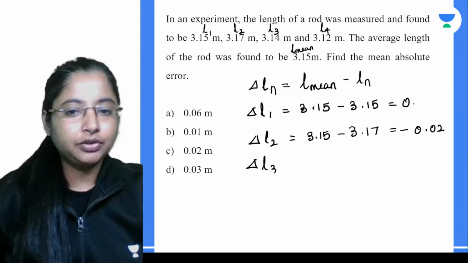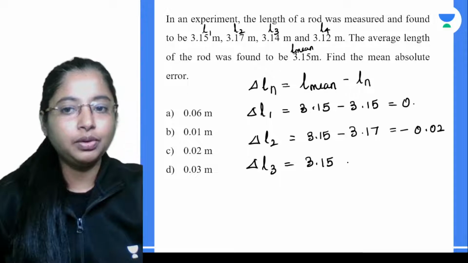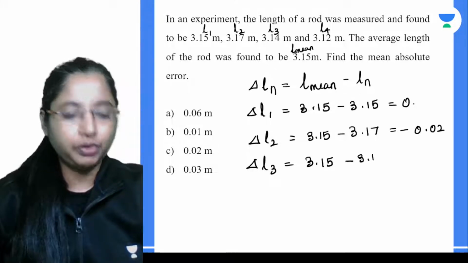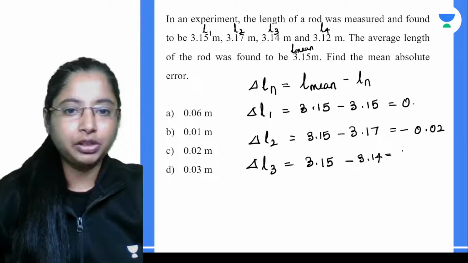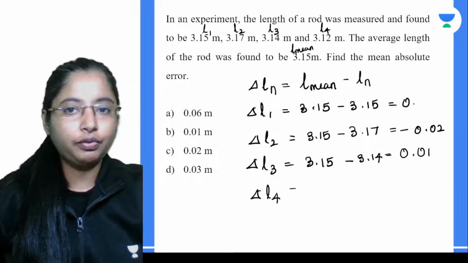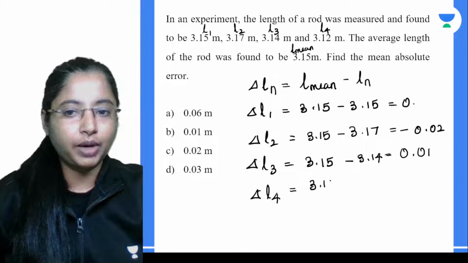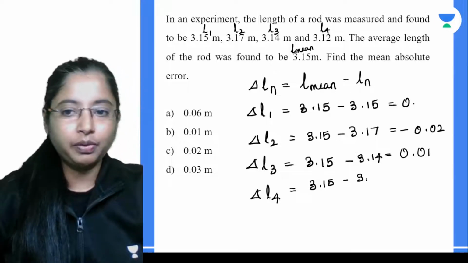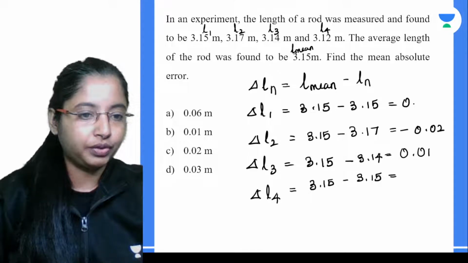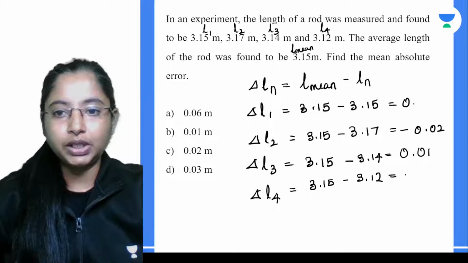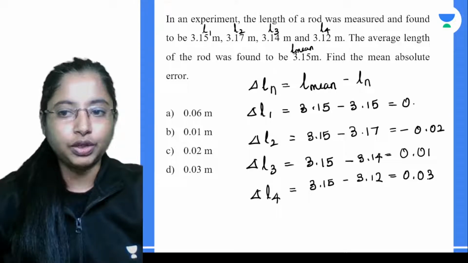Next, what will delta L3 be? The mean value minus the measured quantity, right? The measured third reading is 3.14, which will end up being 0.01. And the fourth value, if you take it, is 3.15 minus 3.15 over here, right? This will be 3.12 over here. I'm really sorry, the fourth reading is 3.12. You'll end up getting 0.03.